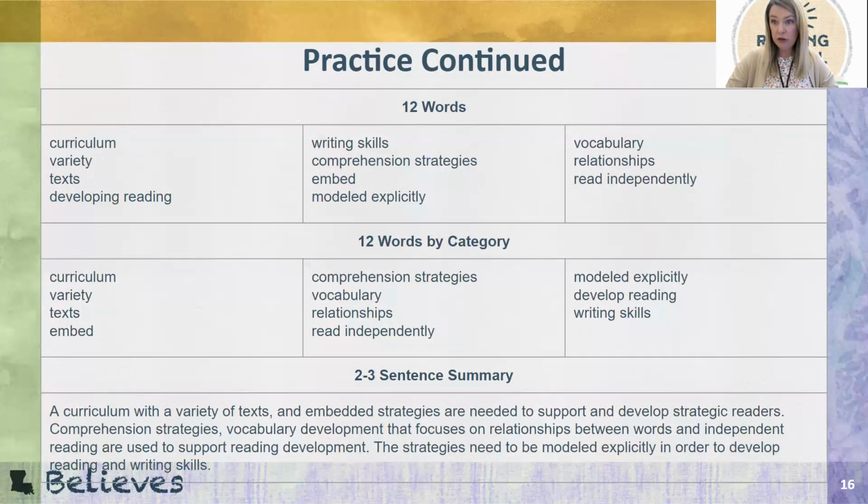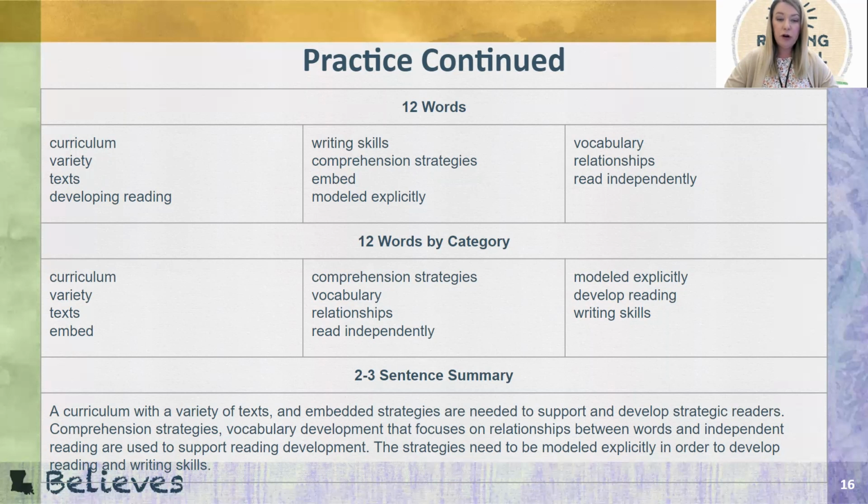Now that I have my 12 words, I'm going to break them down by category. And when I'm asking myself what goes into each category, I might group them by a who or what or why or a how. It doesn't have to be. So I'm going to start out by saying I grouped curriculum, variety, text, and embed together because it's what we're using and where it should be. So I'm using my curriculum. I said it should be a variety of texts and it should be embedded throughout these curricula, throughout these texts.